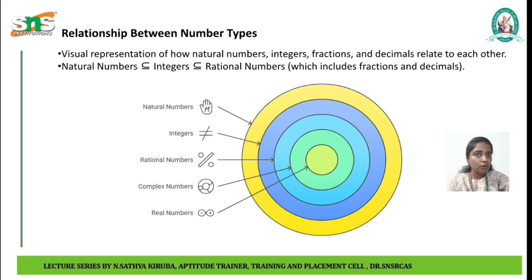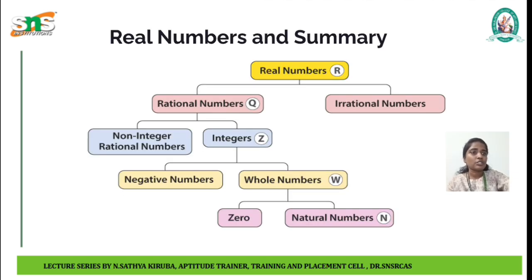Now this is the whole representation. The real numbers hold all types of rational and irrational numbers, and that will come under complex number. Complex number holds real number and imaginary number too, and then it comes to rational number, and then it will be integer and natural number. This is the slide which will help you understand better. Real number holds rational and irrational. Rational number will be holding non-integer and integer. Then comes negative numbers, integers and whole number, 0 and natural number.